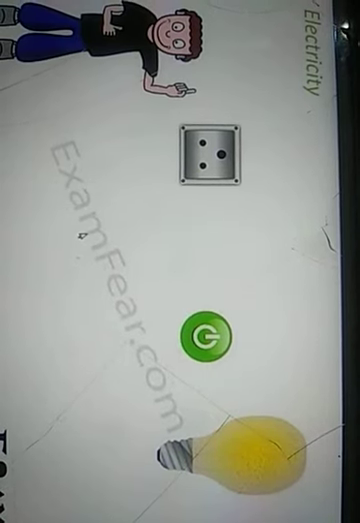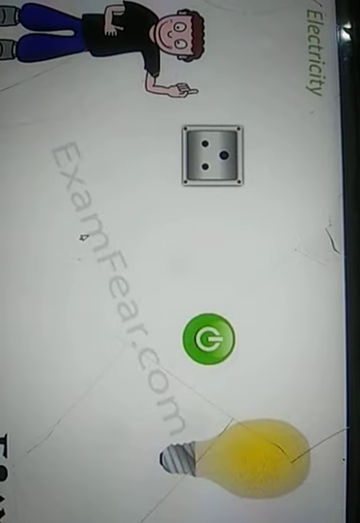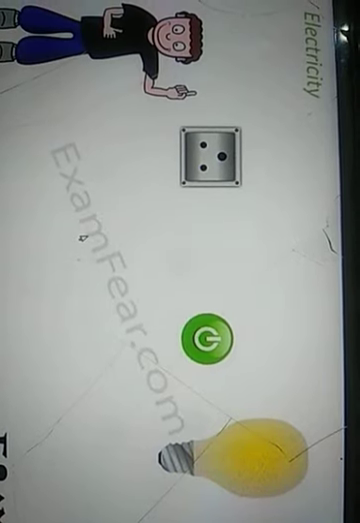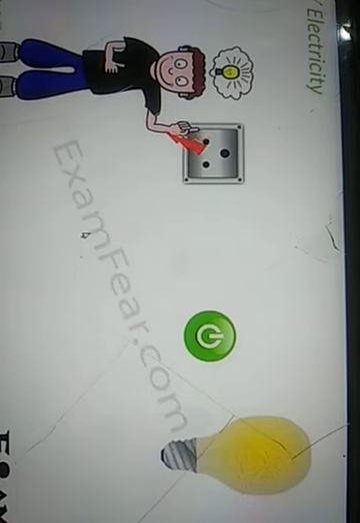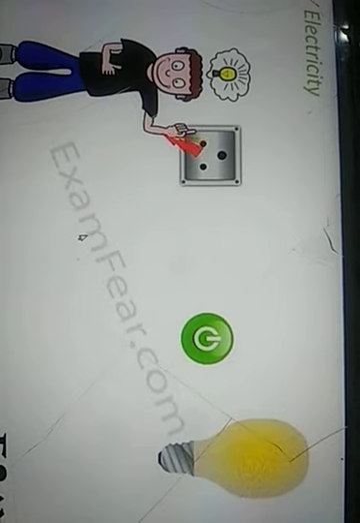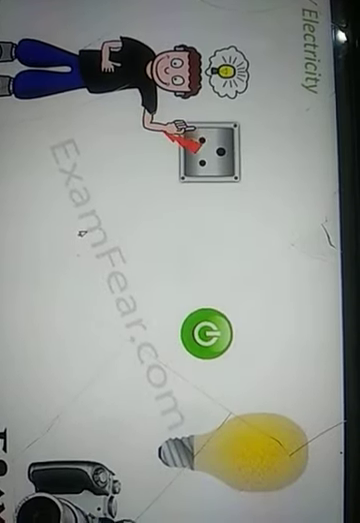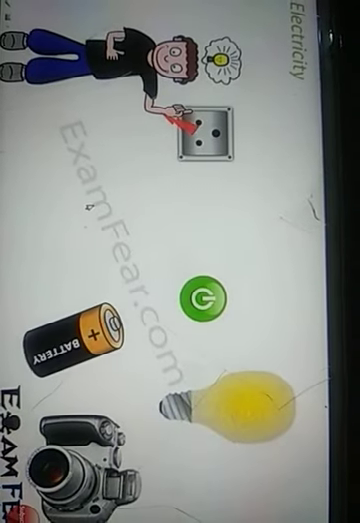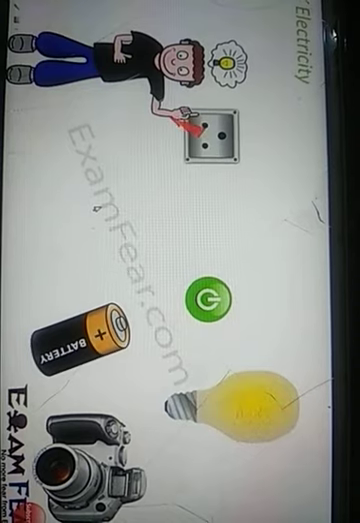Now think of this situation where you have an open socket like this, and if by mistake you go near and touch it, what happens? You experience an electric shock. So why do you experience electric shock? Because of electric current. Similarly, think of devices like a camera, the battery, one of the most important examples.